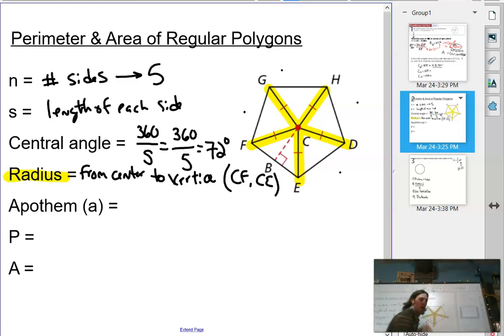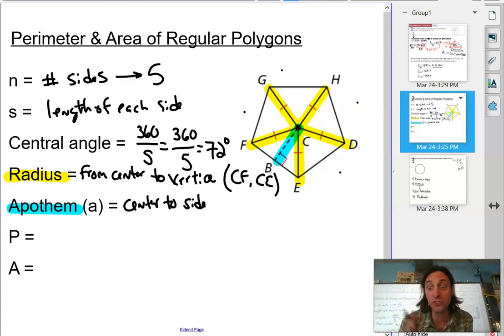Apothem, or the little letter A, means from the center to the side. So this is an apothem. Let me write that out. Center to side. And again, you'll notice that is shorter than from the center to the vertice or the corner of the triangle. Last but not least, how do you find the perimeter of a regular polygon?